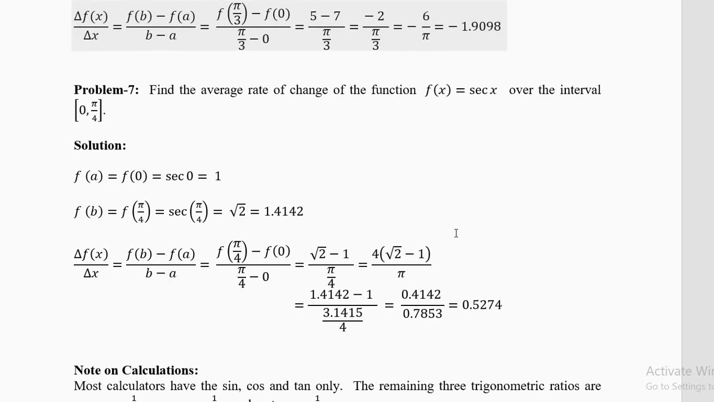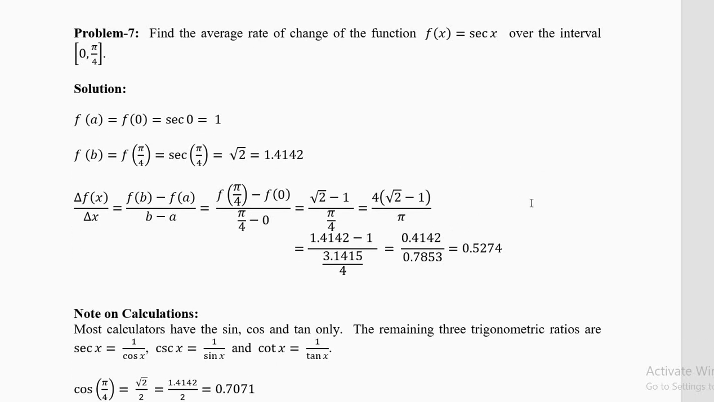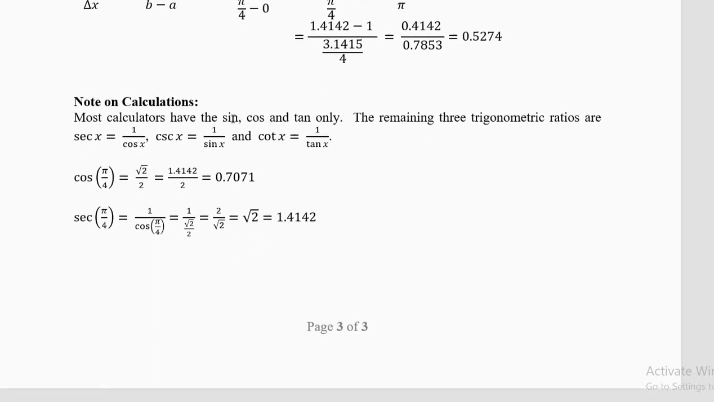Now the seventh question is to understand the calculation more carefully. Find the average rate of change of the function f of x equal to secant x. SEC is secant, over the interval 0 to pi by 4. Now your calculator does not have the secant function. Don't panic. Secant x is 1 by cos x. Cosecant x is CSC, which is equal to 1 by sin x. Cotangent x is 1 by tan x.